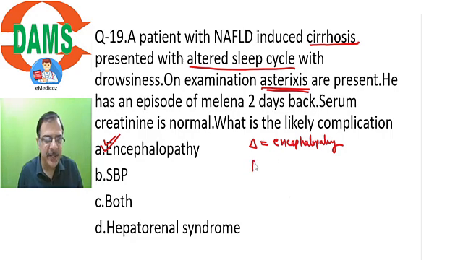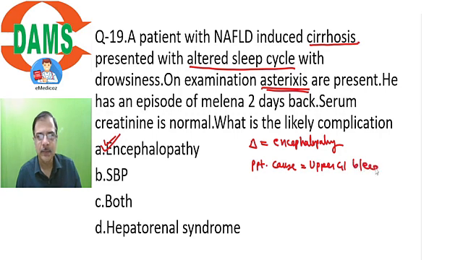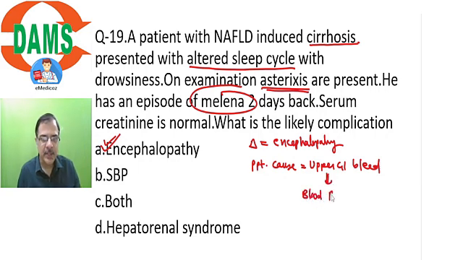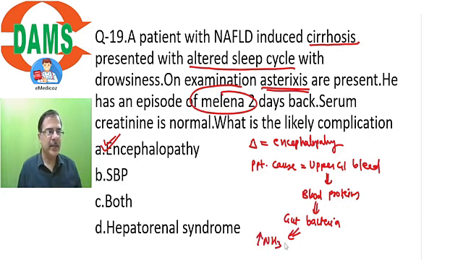And what is the precipitating cause here? The precipitating cause of encephalopathy here is upper GI bleed, because melena history is given. So what will upper GI bleed lead to? Blood proteins will go to gut bacteria, and gut bacteria will form ammonia. So this is how the patient presented with the complication due to upper GI bleed.